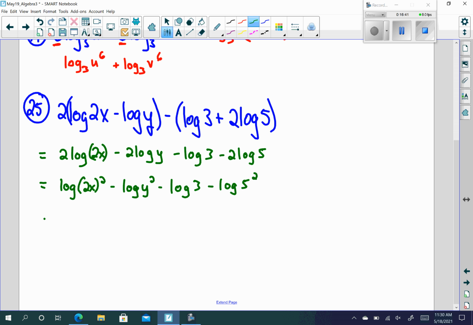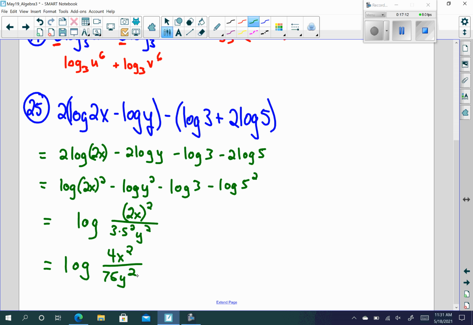So to write this as a single logarithm, I'm going to go ahead and do this now. I do see some subtraction here, so that means I'm going to have a fraction. Now anything that's positive is going to go up top, so the 2x squared will go up top. Anything with the minus sign in front of it is going to go on the bottom. I'm going to put the numbers first, so this is really 3 times 5 squared times y squared. Technically, we could leave it like that, or we could really say it's log of 4x squared up top. That's 3 times 25, so we get 75y squared.